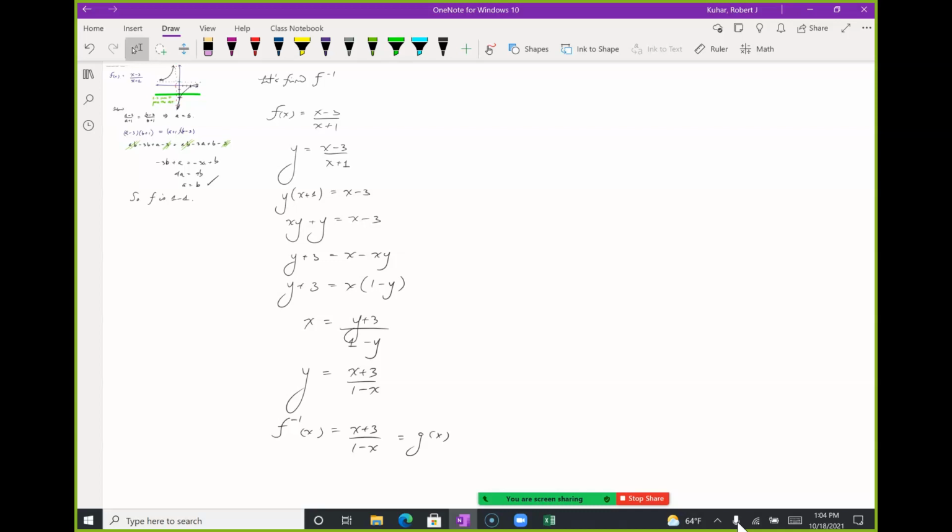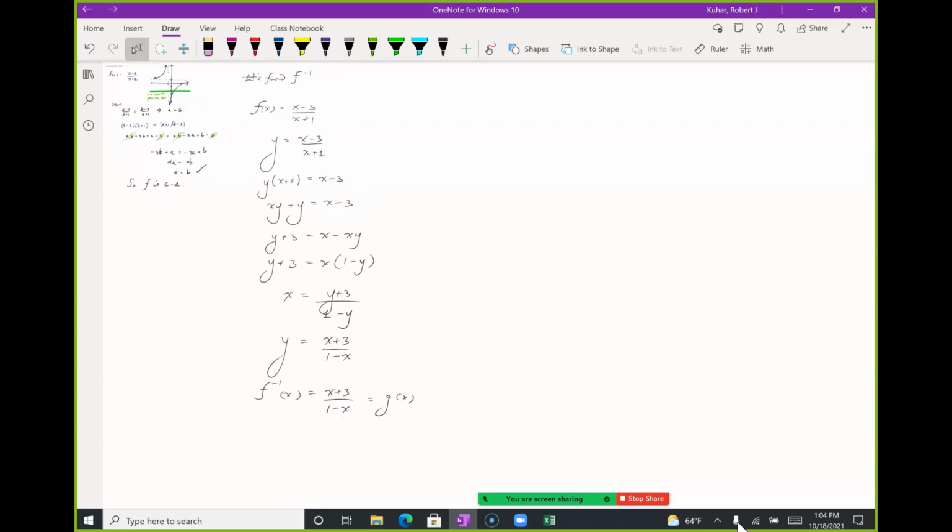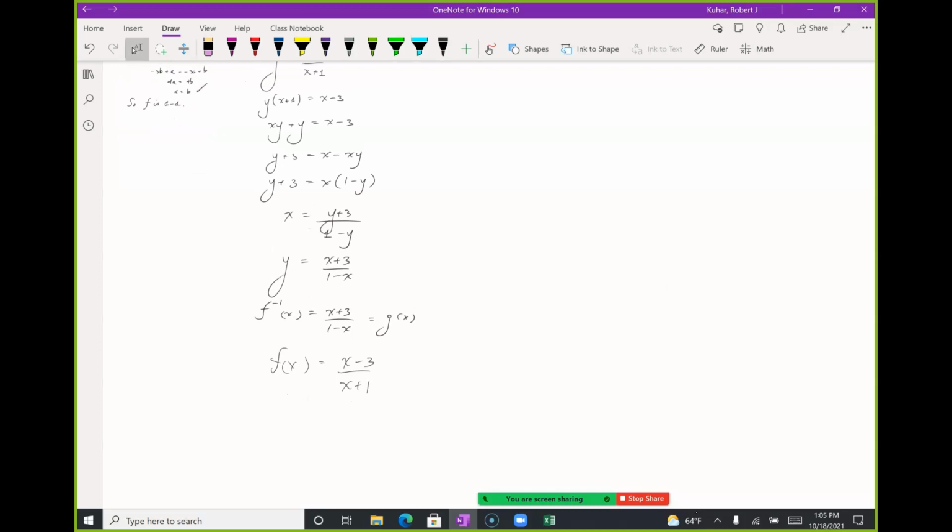Let me try just a quick number in F, get the output, then put that into G and get the output of that and see if things switched, right? So what do I have? Let's find, where's F again? F is x minus 3 over x plus 1. Give me something in that domain. Somebody. Six. What number?